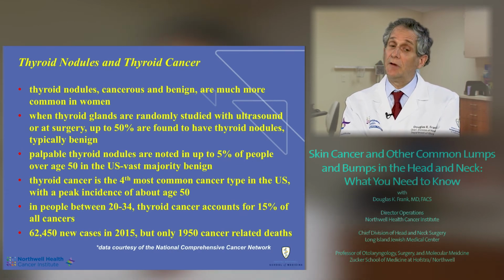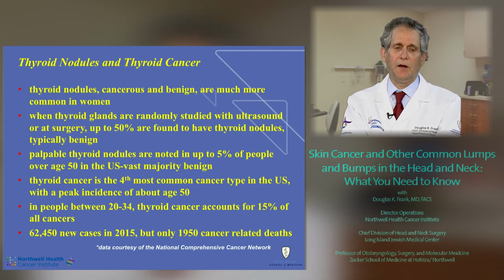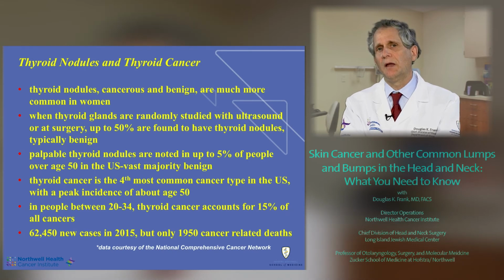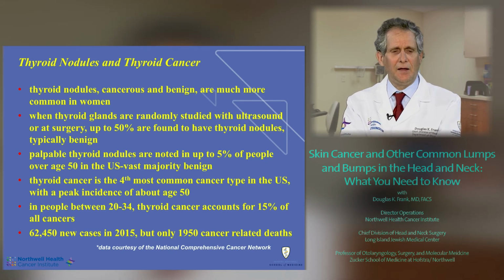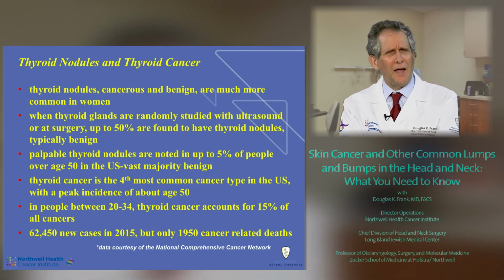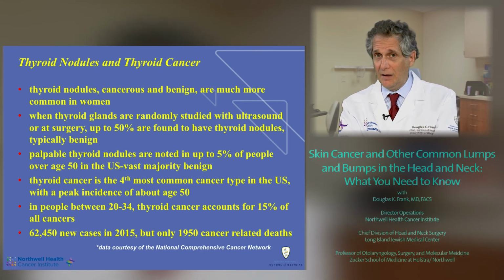Thyroid cancer, again to reiterate, is the 4th most common type of cancer in the United States, with a peak incidence in middle age, around the age of 50. And in people between 20 and 34, this is an important statistic, and perhaps surprising, thyroid cancer accounts for 15% of all cancers. There were about 62,000 new cases of thyroid cancer in 2015. But only a minority of people actually die of thyroid cancer, whether treated or not. And that's important to know.